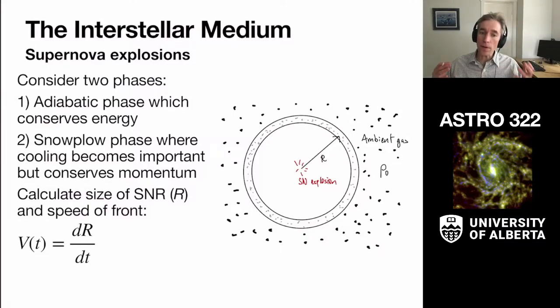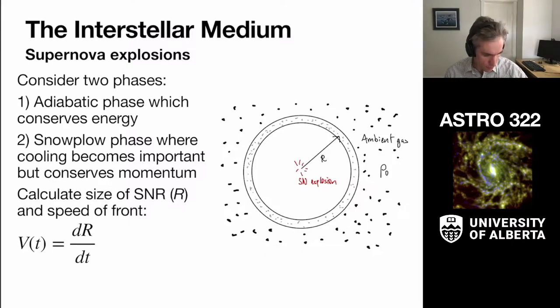Without further ado, let's talk about supernova explosions. Our goal today is to basically derive the time evolution of two types of supernova explosion. The two phases that we consider are the adiabatic phase, which is conserving energy, and this later snowplow phase, which is where radiative cooling has become important, that conserves momentum.